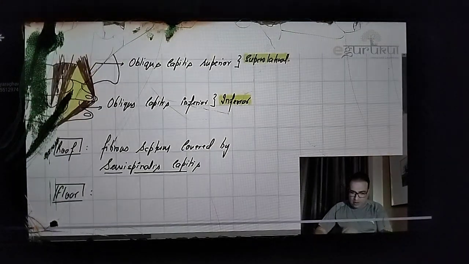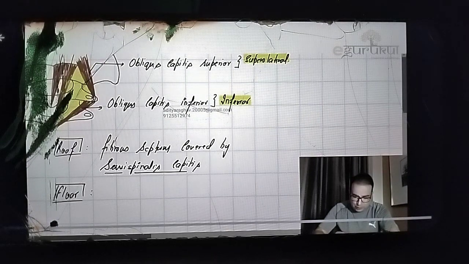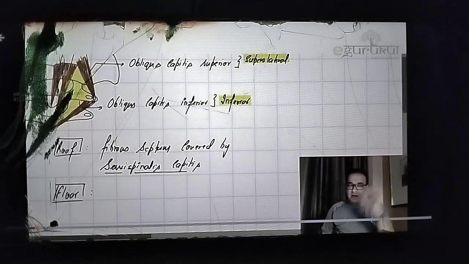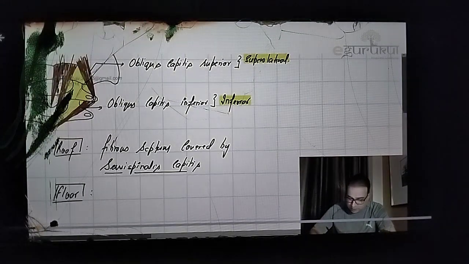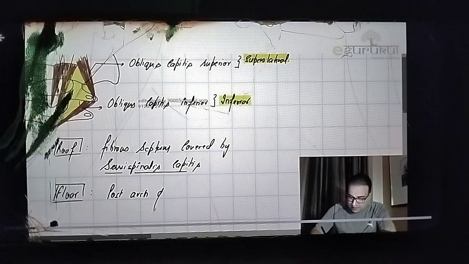The floor can be understood by looking at this diagram carefully. What you can see in this floor, guys, is the posterior arch of the atlas. Look at my pointer here. That is the posterior arch of the atlas, which is forming the floor. And you also know that from the posterior arch of the atlas to the posterior margin of the foramen magnum, there was a membrane we discussed last time: the posterior atlanto-occipital membrane. So those are the two things on the floor. One, the bony thing you can clearly see, is the posterior arch of the atlas.